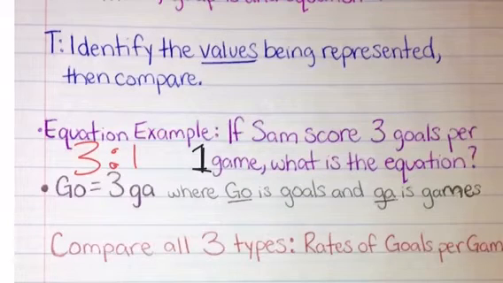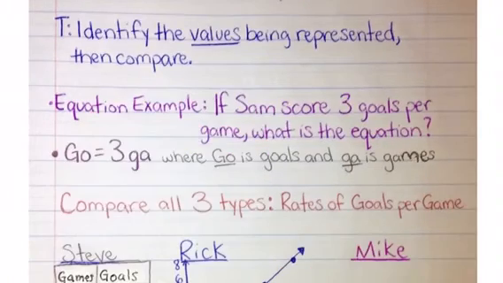And if we write that as a value, we know, hopefully by now, that a value is just whatever that ratio is written as a fraction. So 3 to 1 is just going to be 3 over 1.